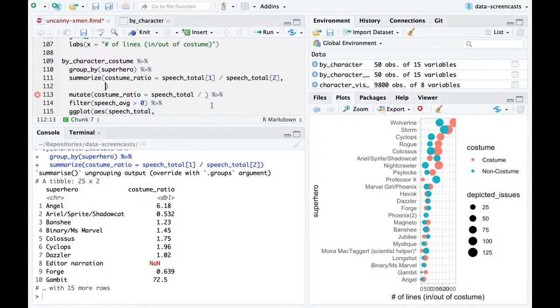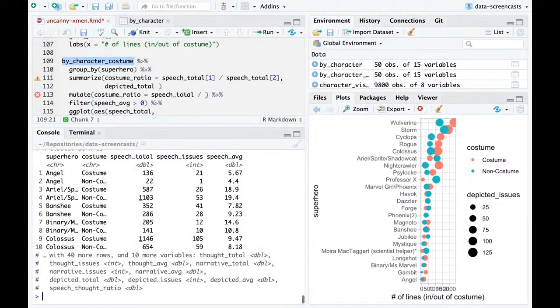And while I'm at it, I'm also going to summarize the depicted total. The problem with this is it's going to double count issues in which they appear in both costume and not costume. So instead, I'll just do it. It's pretty. Is some issues depicted?